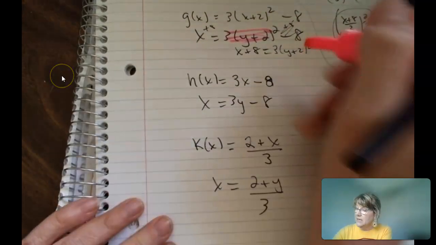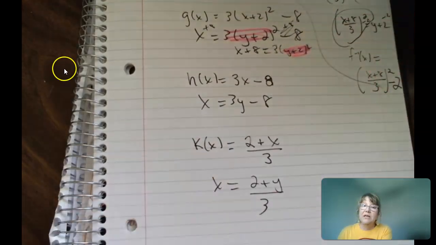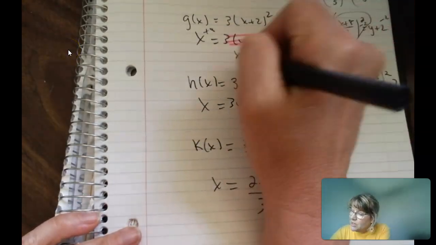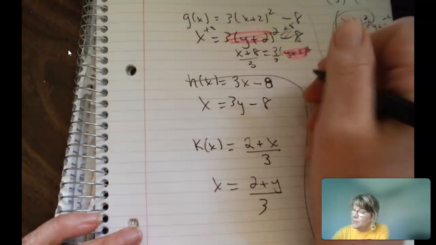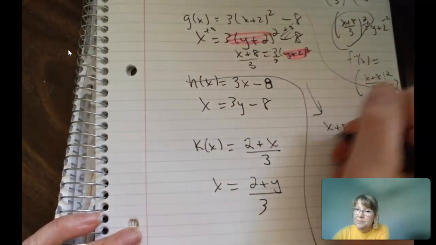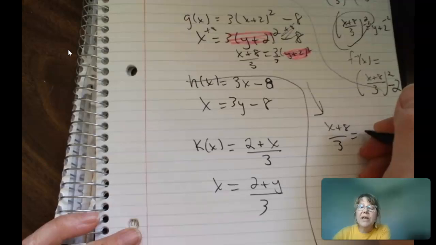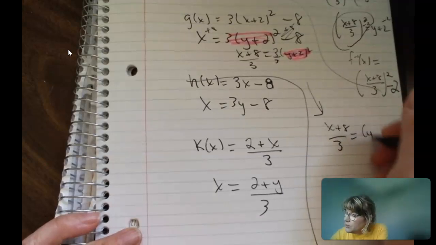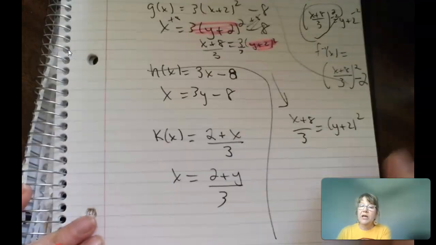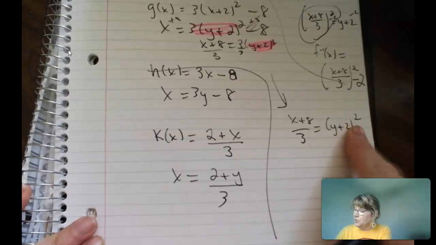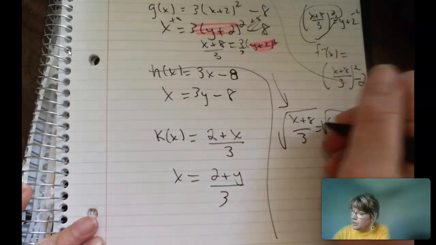What do we do next? Again, isolate the function. How do you get rid of multiplying by 3? Divide by 3. This should be very, very similar. I'm going to come over here. And what do I have over here? Y plus 2, squared. All right, I've isolated my function. How do I get rid of squaring? Okay, square root.